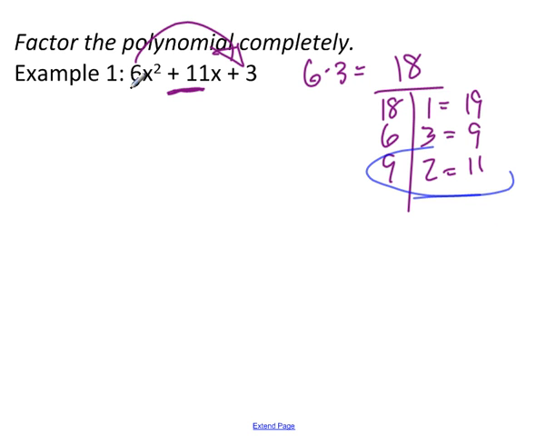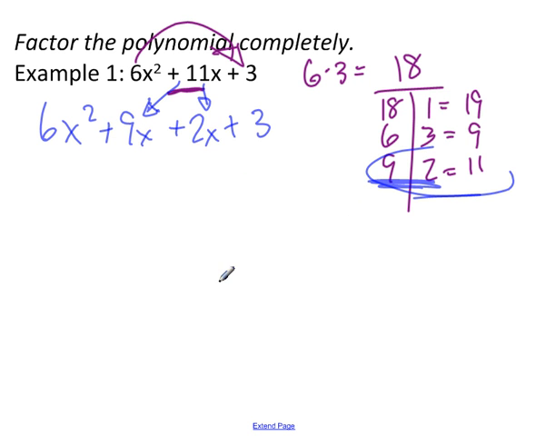My 6x squared, it stays the same. My plus 3, it stays the same. All that we're doing here is we're taking that 11x and we're splitting it into 9x plus 2x. 9x plus 2x, what is that? It's 11x. So all we've done is take that middle term and we split it into our two different parts.